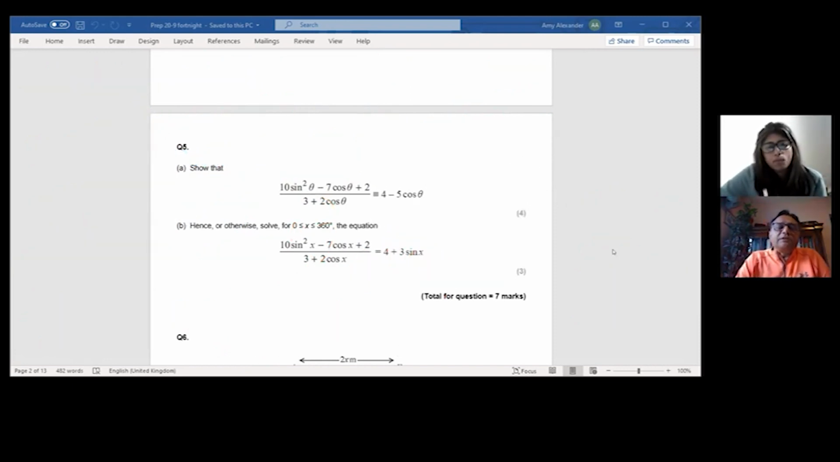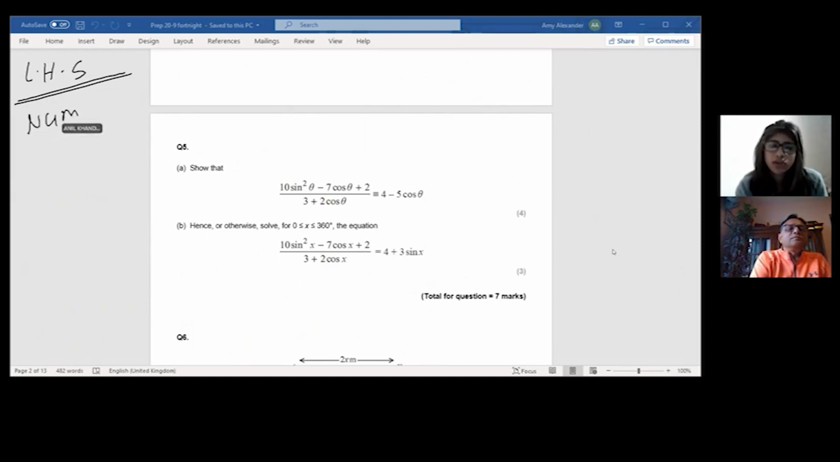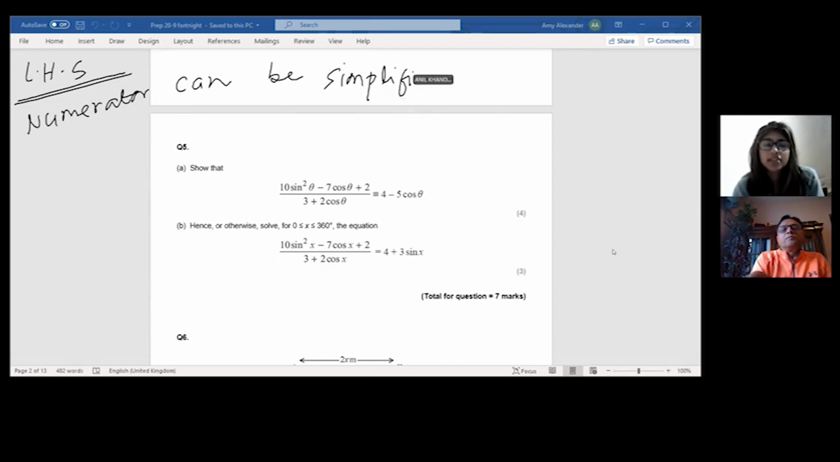So Amy, can you describe this method once again? Because it's a show that question, we're just trying to show the answer that they've already provided for us. So start with the left-hand side. By looking at the right-hand side, you can see that the answer is in terms of cos. So if we have any sines on the left-hand side, we want to convert them to cos. We saw that there was 10 sin²θ, and sin²θ can be written in terms of cos using the trigonometric identity.